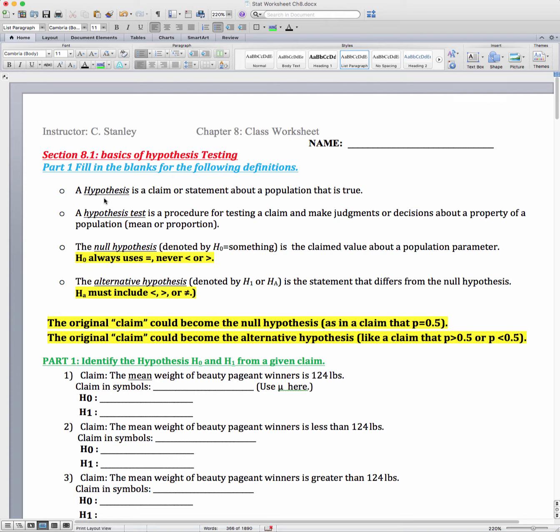And here's the definition. A hypothesis is a claim about a population that is assumed true. Assumed is true. Doesn't necessarily mean it is true, it's just assumed. A hypothesis test is a procedure for testing the claim.